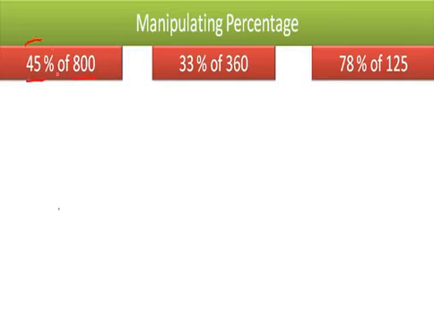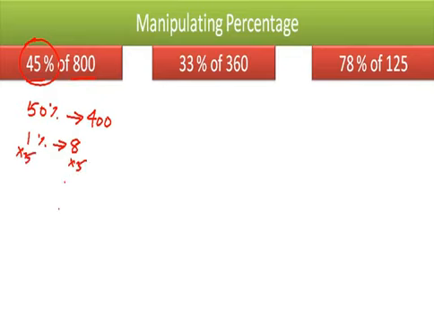That's it. Now let's find 45% of 800. So maybe since it's close to 50, we'll first find out what is 50% of 800. What is that? 400. Now we need to remove 5% from 800, right? So again, what is going to be 1% of 800? That is 8. If we times it with 5, we are going to get 40. So 5% is 40, 50% is 400. If you subtract them, we are going to get 45% of 800 as 360.